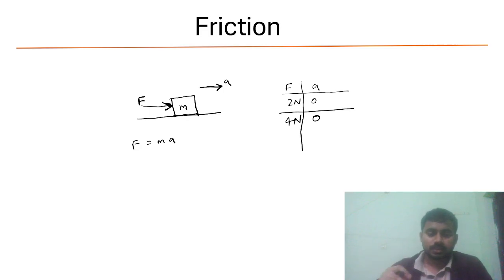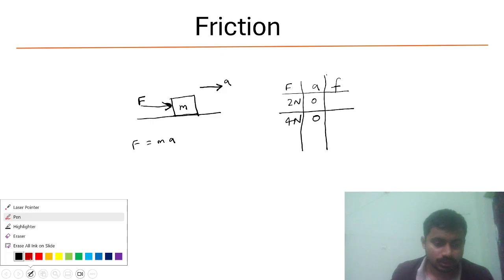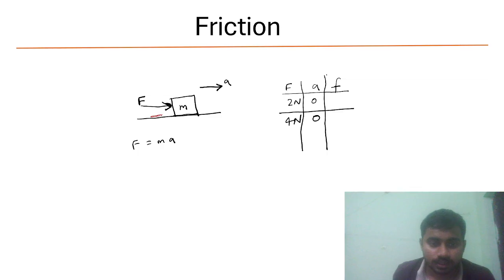It is because there is some force between this surface and this body that is stopping it from moving, and that force is called friction force. Whatever 2 Newton I am applying on this body, this 2 Newton is getting taken by this friction force, which is acting between this body and the surface. So this 2 Newton will be going here as a friction force, and this 4 Newton will also be going here as a friction force.